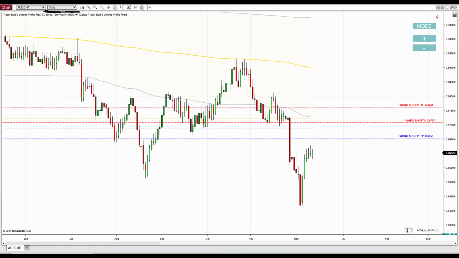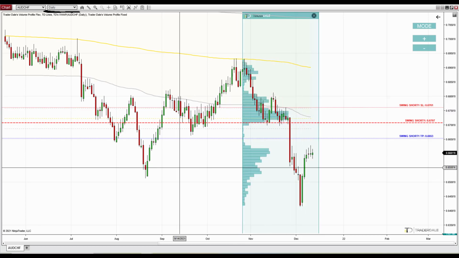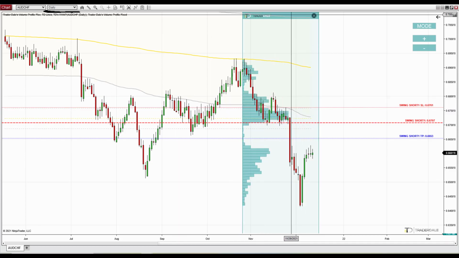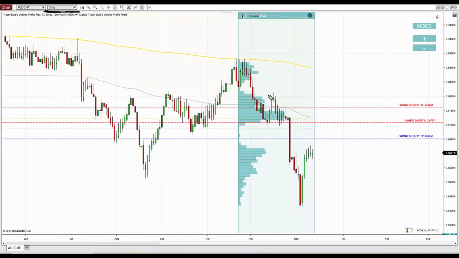And I use only the flexible volume profile there, so that's this profile, right? That's it. Simple as that. Now, what I want to show you in here is a strong resistance, which is at 67.07.